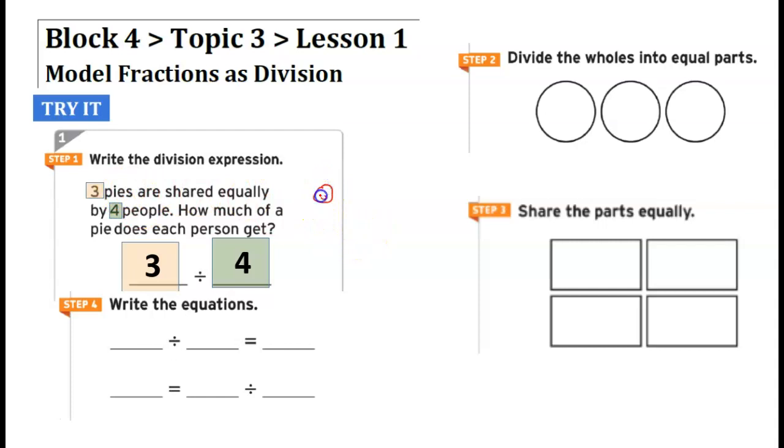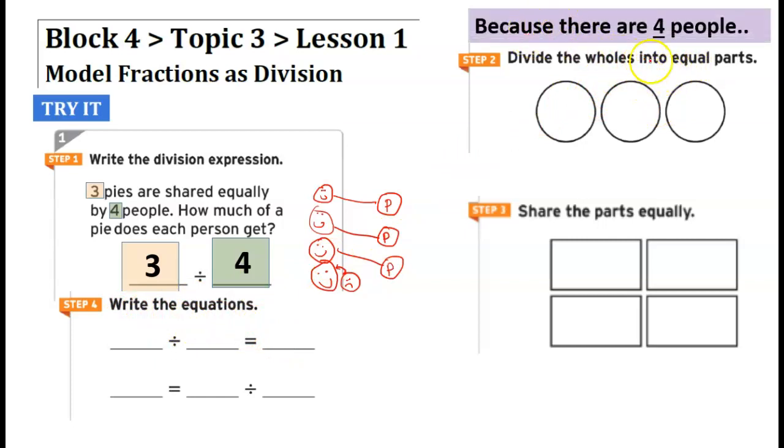So if there's 4 people, yes, my happy faces are the people. Do you think they're going to all be able to have one pie each? Well, if we do that, this guy is going to be sad because he gets no pie if we do that. So they're all going to have to get less than one whole pie, is what I'm saying. So here it says divide the whole into equal parts.